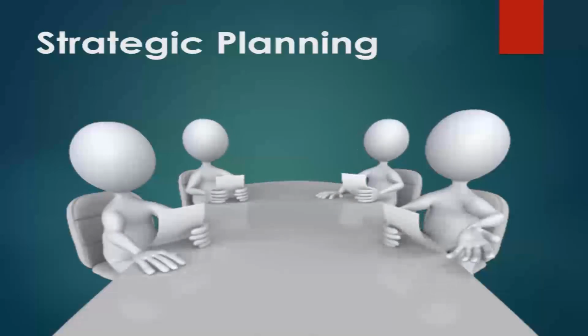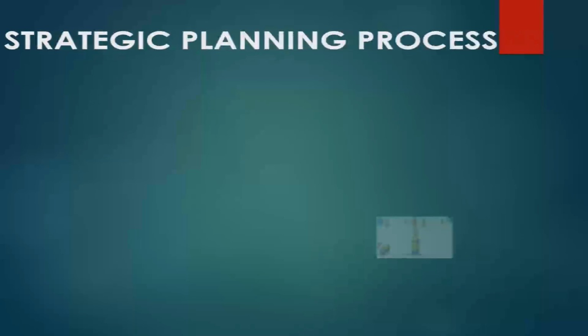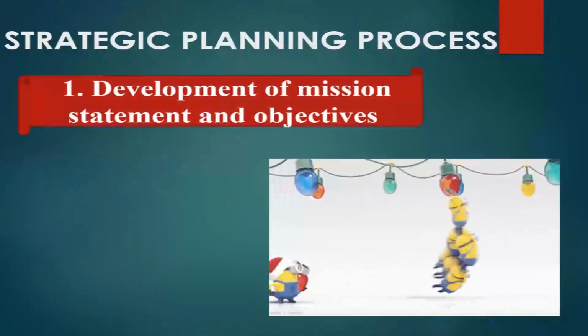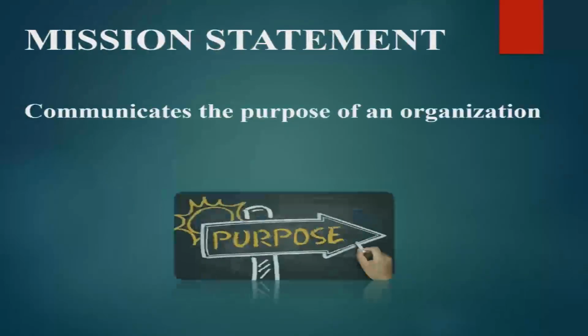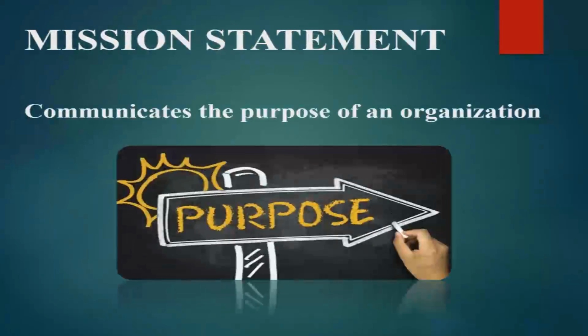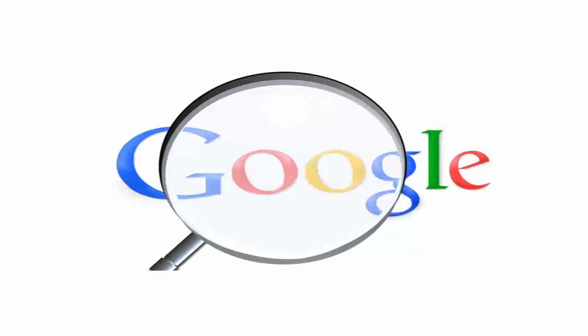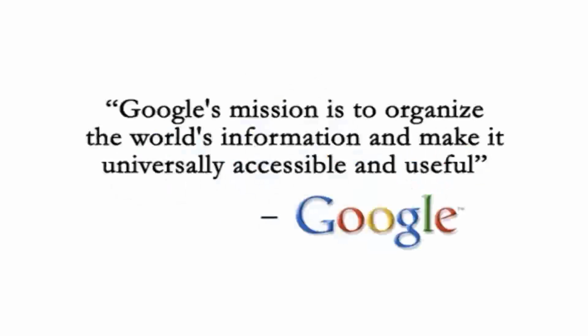Let's begin. The first step in strategic planning process is the development of a mission statement and objectives. A mission statement is a statement which is used to communicate the purpose of an organization. Take the example of a renowned company, Google. Google's mission statement is to organize the world's information and make it universally accessible and useful.